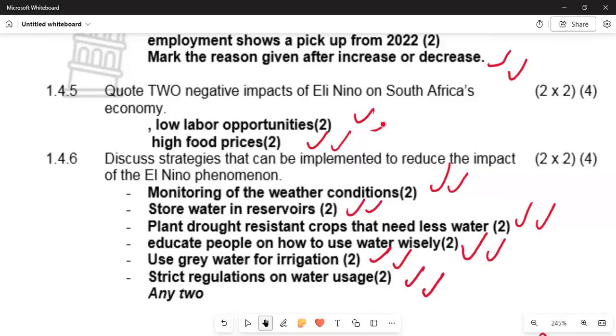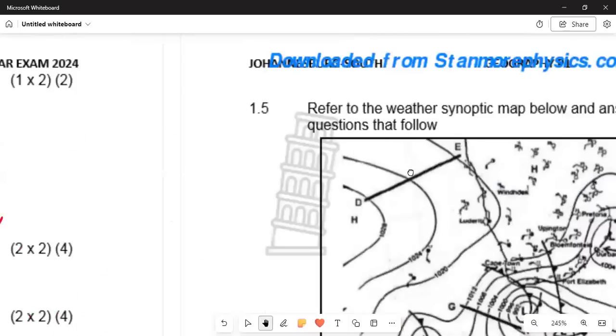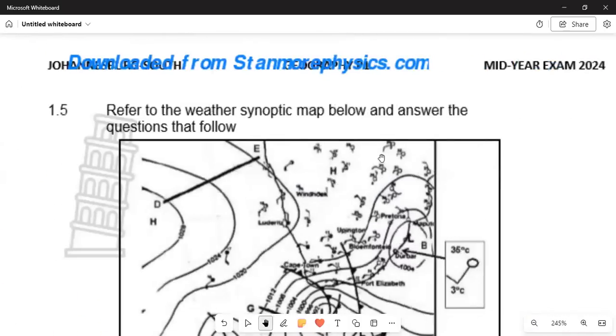In 1.4.6, the question says, discuss strategies that can be implemented to reduce the impact of the El Nino phenomenon. We are saying monitoring of the weather conditions, storing water in the dams or reservoirs for dry conditions so that you can access it, and planting drought-resistant crops that need less water. Use grey water irrigation, and strict regulation on water usage can be used to avoid that. Okay? All right.